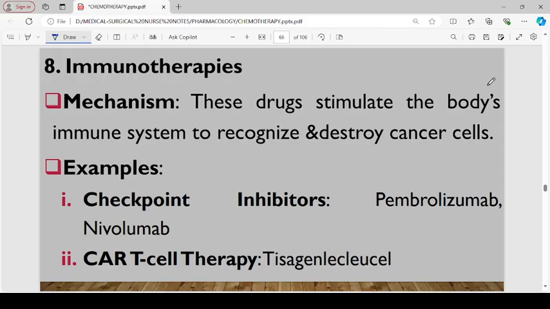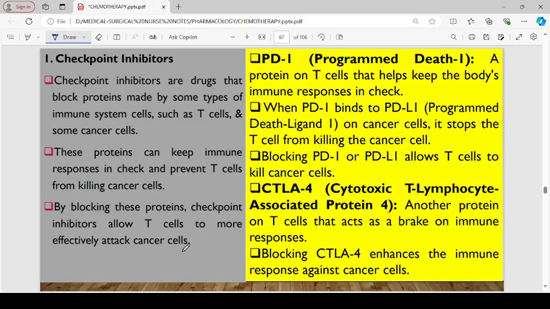Here we have immunotherapies. These are drugs that stimulate the body's immune system to recognize and destroy cancer cells. Under immunotherapies, we have two subgroups: the checkpoint inhibitors and the CAR T cell therapy. So the checkpoint inhibitors are drugs that block proteins made by some types of immune cells, such as T cells and some cancer cells.